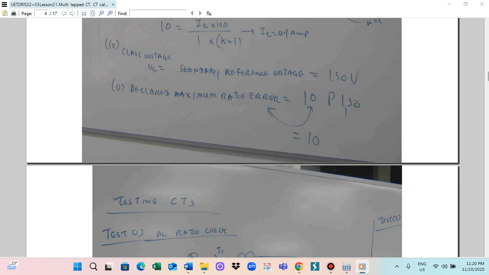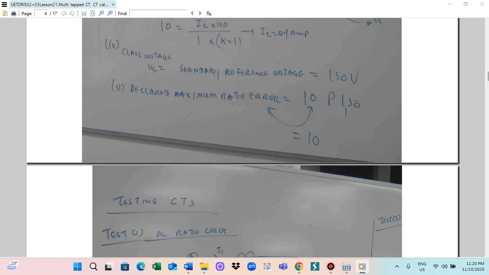So RB is the burden resistance and RA is the secondary DC resistance. So there are four equations. Equation 1, burden resistance. Equation 2, composite error. Equation 3, class voltage by test voltage relation. And equation 4, to find the class voltage. Based on these equations, we can test and calculate the CT.